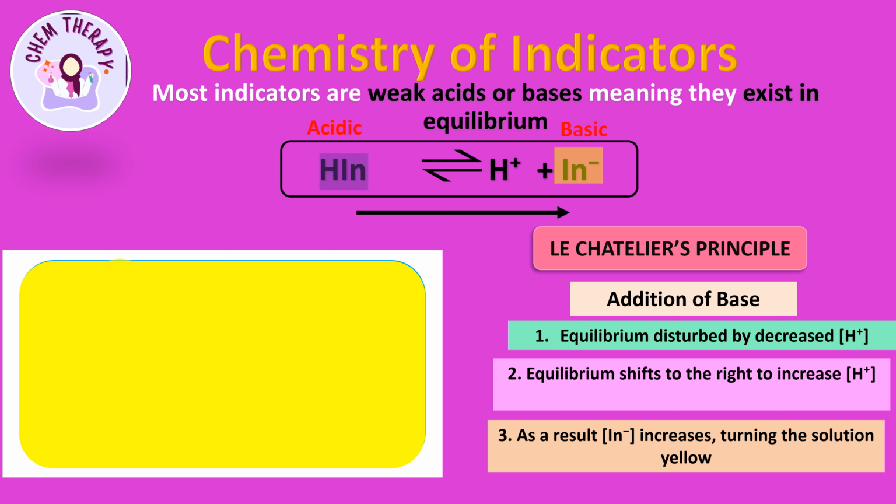Point to remember here is that an acid-base indicator does not give the exact pH of a solution, but rather gives a pH range.